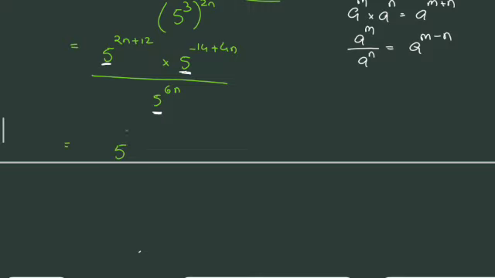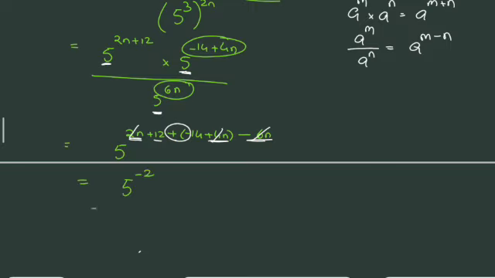5 raised to 2n plus 12 plus negative 14 plus 4n minus 6n. Now simplify like terms. 2n plus 4n, 6n minus 6n, so they cancel. 12 plus minus 14, so 12 minus 14 gives 5 raised to negative 2, 1 by 25 is your answer.